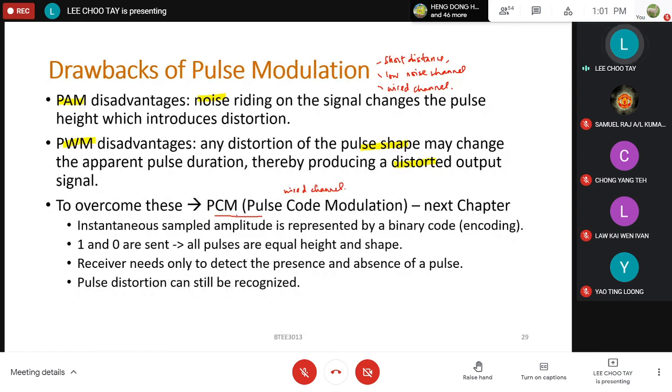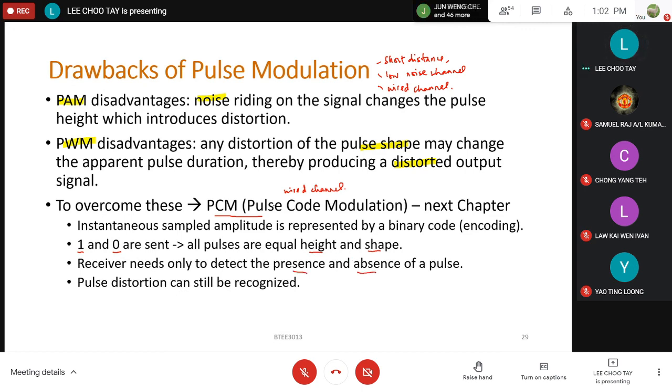So instead of sending pulses with amplitudes of different values, we actually send pulses with only two amplitudes, either a positive amplitude or no amplitude, ones or zeros. In this case, our pulses will be of equal height and equal shape, easy to recognize at the receiver. So as far as the receiver is concerned, when you use PCM, it just needs to know whether there is a pulse or no pulse.